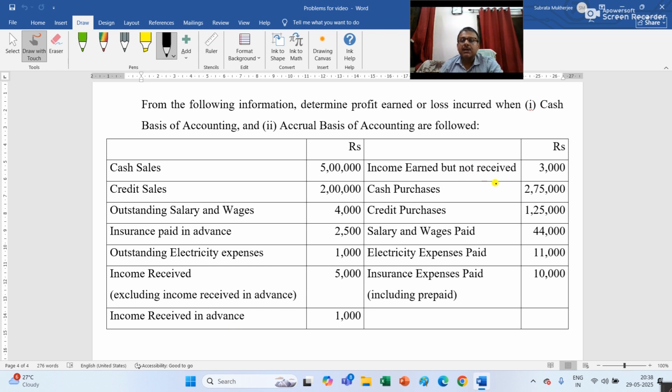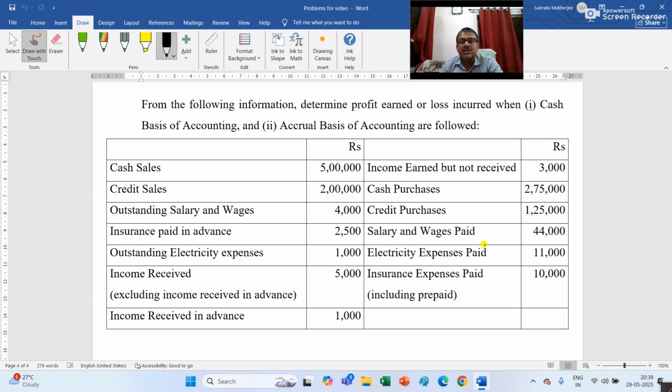Now, income earned but not received, your journal entry will be income receivable account debit to income. So this will get reflected on accrual basis because this is not a cash transaction, but this income is related to the current year. So cash purchase, so purchase account debit to cash. Credit purchase, purchase account debit to creditor. So please note the journal entry that I am discussing here.